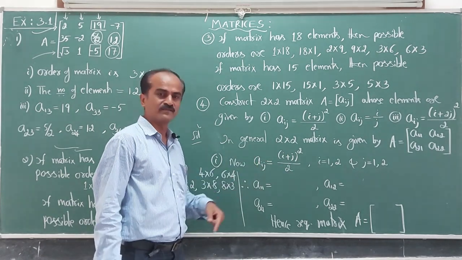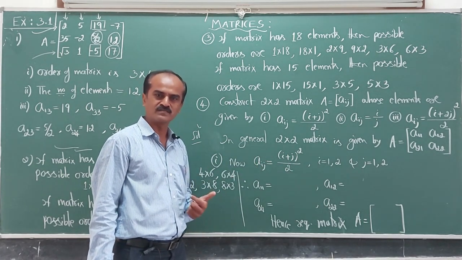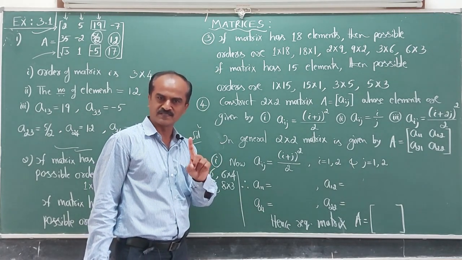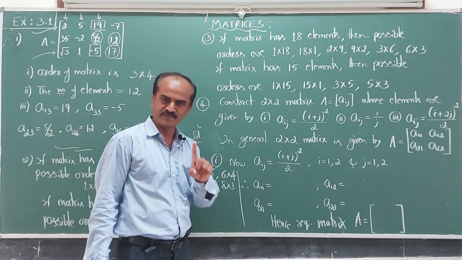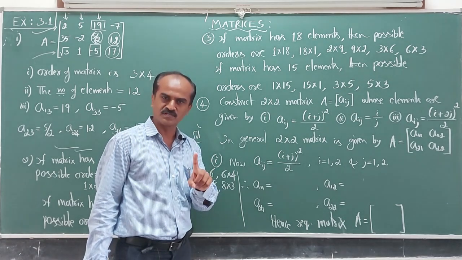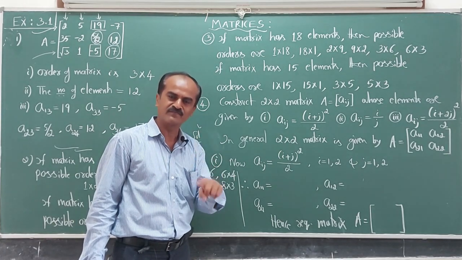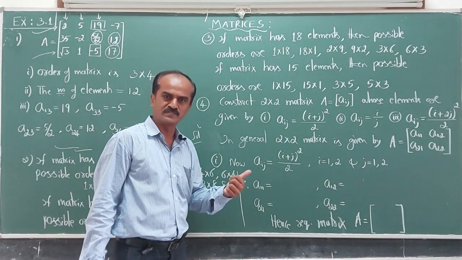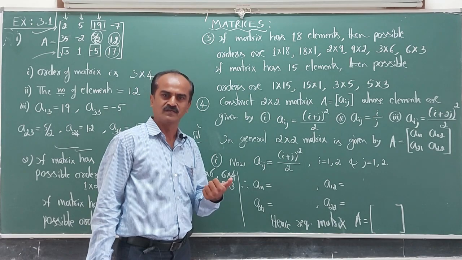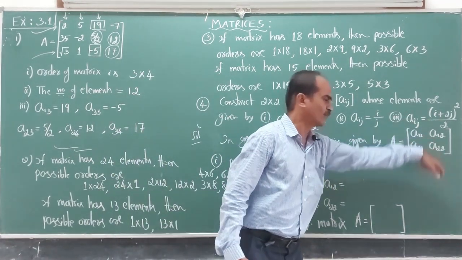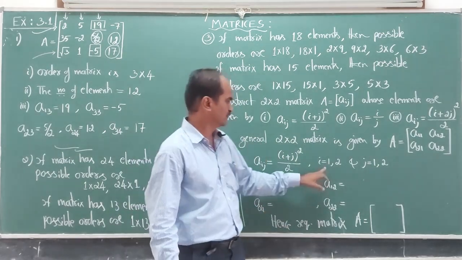i is varying from what to what? I can take what values? 1, 2. What does i stand for? The first suffix of that element. The first suffix of an element is the row position. How many rows are there in the matrix? 2 rows. Therefore, i is varying from 1 to 2. What about j? It indicates column position. How many columns are there in this matrix? Again 2 columns. Therefore, j is varying from 1 to 2. That is what I have written here.